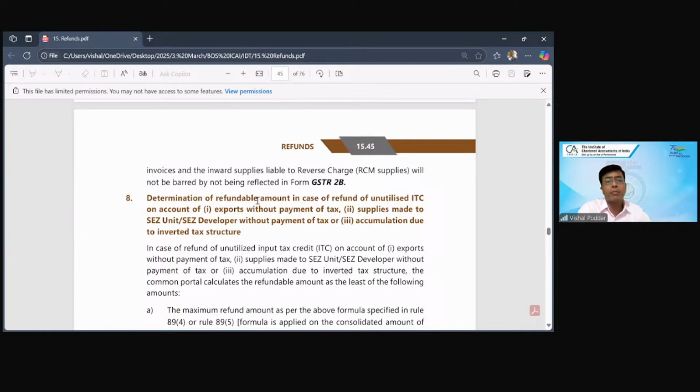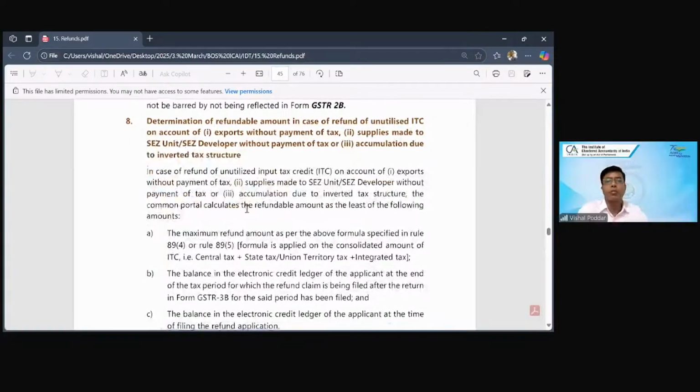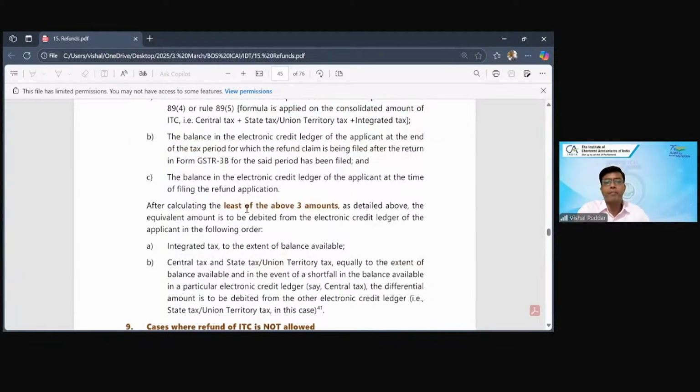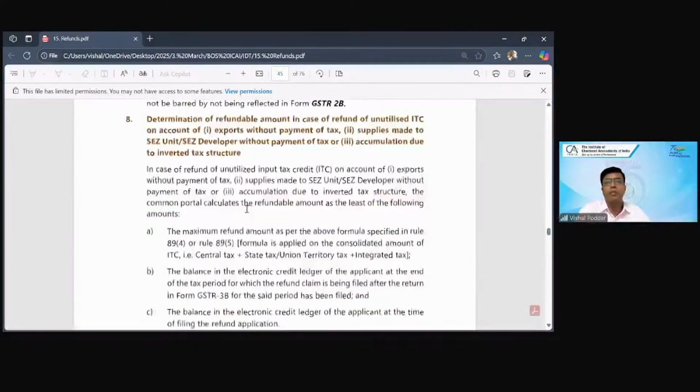Next, determination of refundable amount in case of refund of unutilized ITC on account of exports without payment of tax, supplies made to SEZ unit without payment of tax, or accumulation due to inverted duty structure. In short, all these three are again the same. You are going for refund of unutilized ITC.